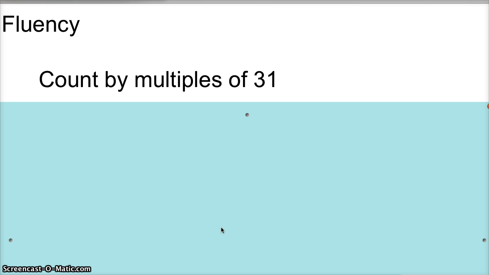All right, so let's start by counting by multiples of 31. This is similar to what we've done previously, where you have 1 minute to list all of the multiples of 31 that you possibly can. Check the clock on your computer or on the wall and see about 1 minute, and pause the video while you try and list out as many as you can.